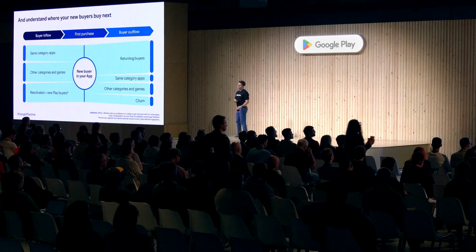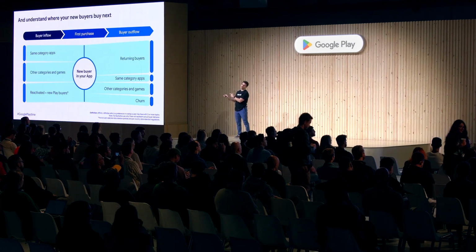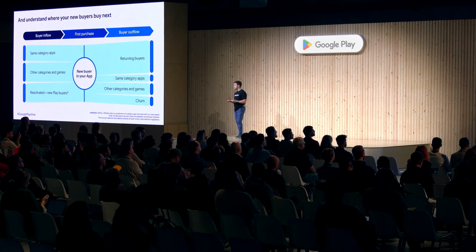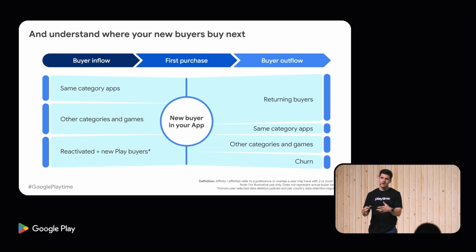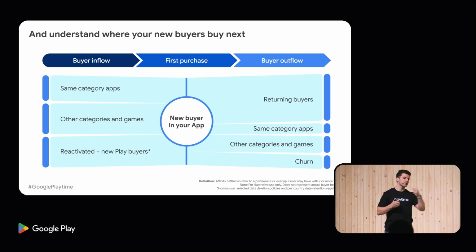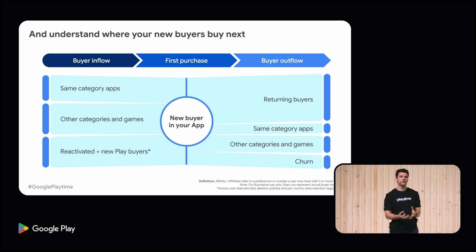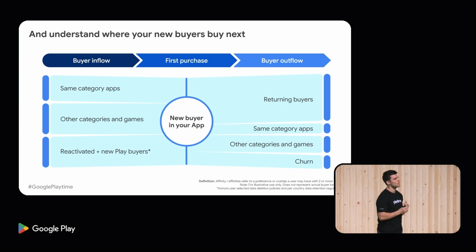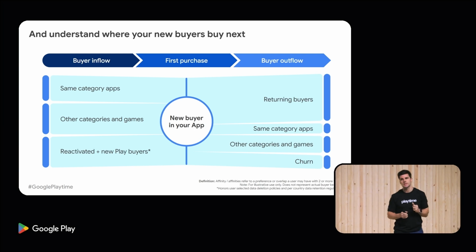Similarly, it's important to consider and understand where your buyers are going to next. So perhaps they return and buy in your app again. Maybe they go on to buy in an app in your same category or another category or game. If you can identify and grok where your new buyers go on to next, you can optimize your re-engagement campaigns, and you can reimagine your SKUs for how you can prevent buyer churn. So we're going to be utilizing this framework for the talk today.